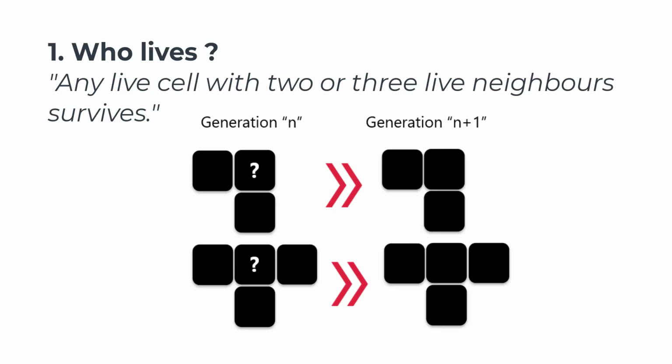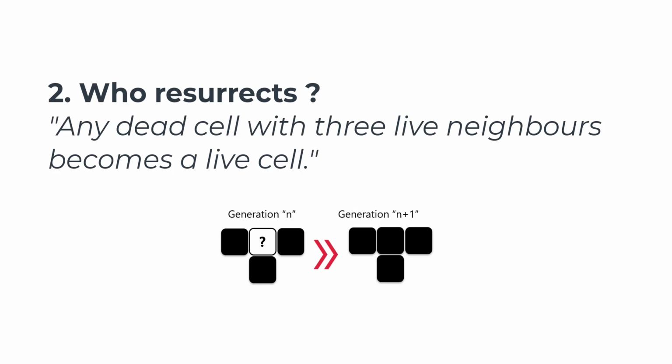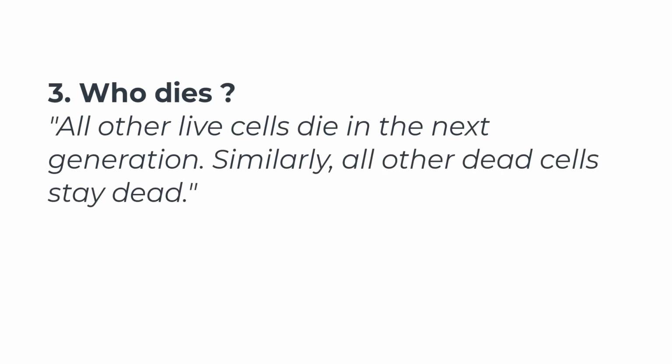The first rule, who lives. Any live cell with 2 or 3 live neighbors survives. This is what is shown in the diagram. Rule 2, who resurrects. Any dead cell with 3 live neighbors becomes a live cell. All other live cells die in the next generation. Similarly, all other dead cells stay dead.